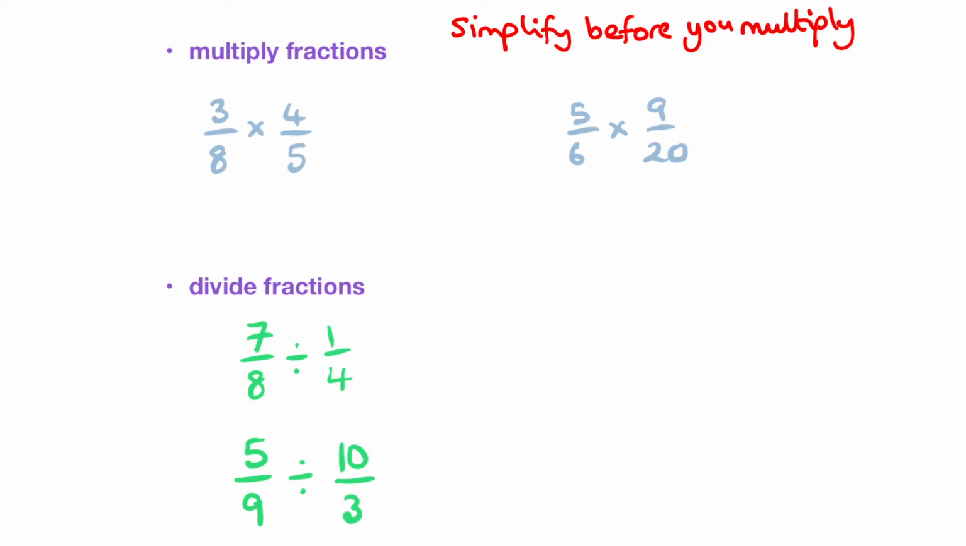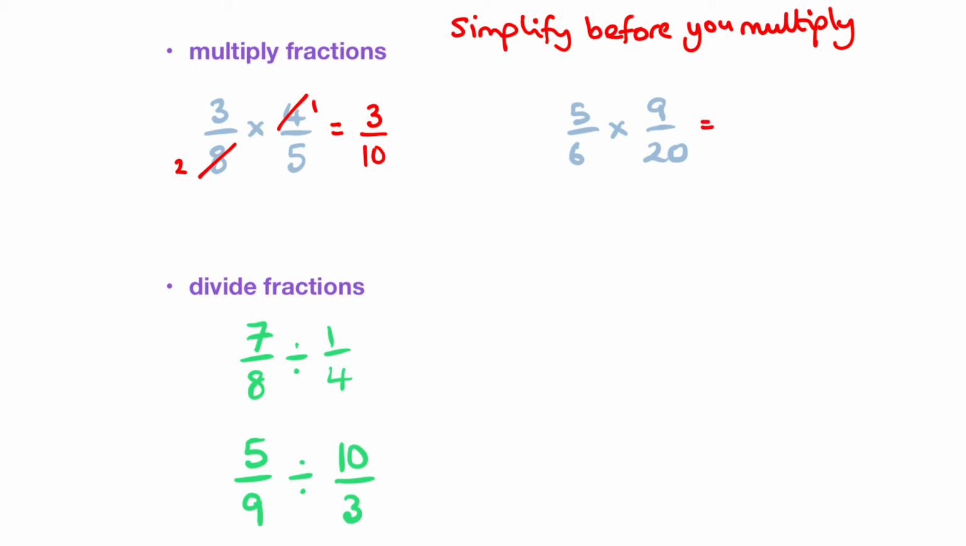All right, so we can spot, for example, in this first one, that 4 and 8 are both in the 4 times table. So we've got 1 4 there and 2 4s there. So 3 and 5 are not in the shared times table, so we can do our multiplying now. So on the top, we've got 3 times 1 is 3, and on the bottom, we've got 2 times 5 is 10. All right, that's it, 3/10. Won't simplify any further because we did our simplifying before we multiplied.